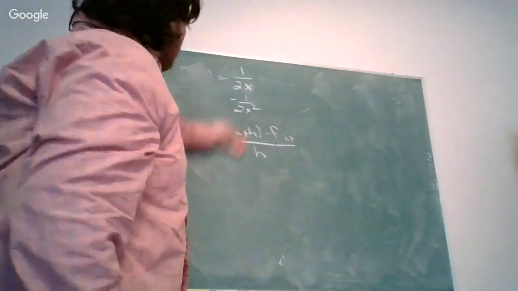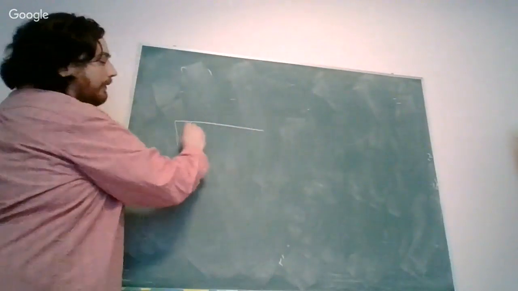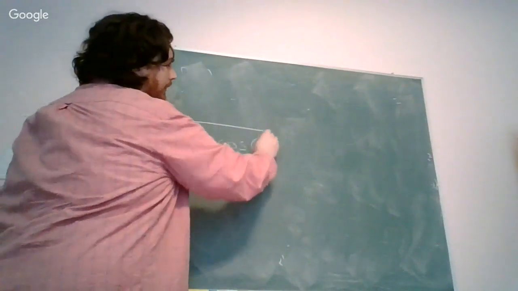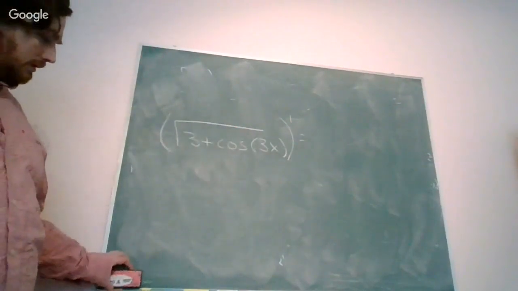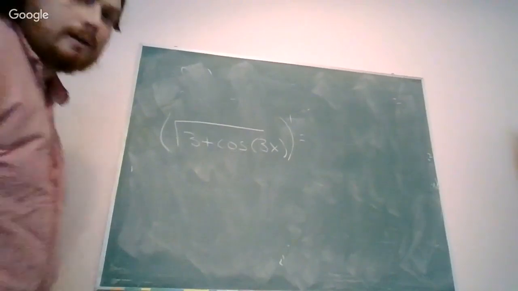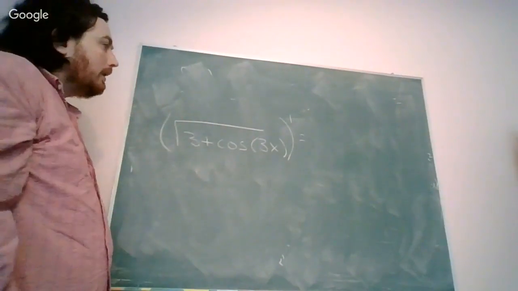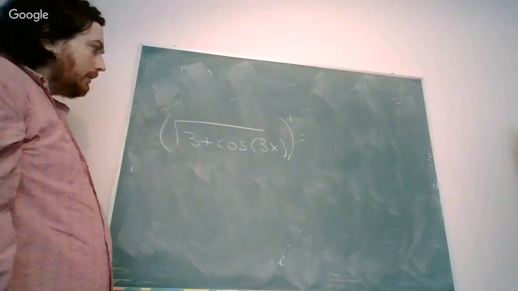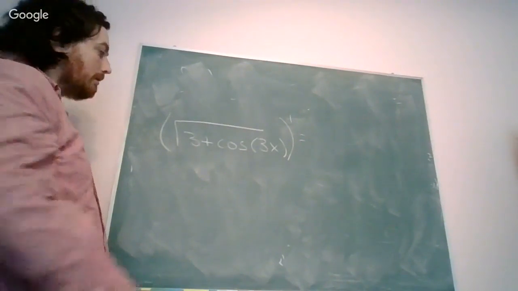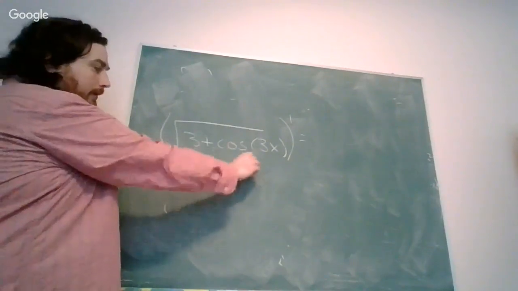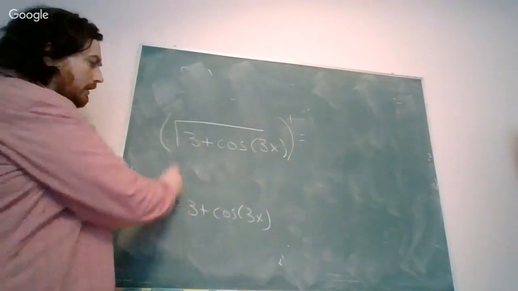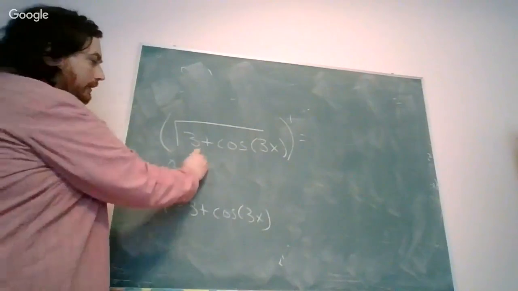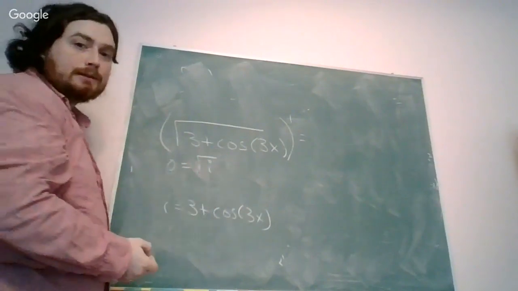All right. So I had the square root of 3 plus cosine of 3x, and I want to find the derivative of that. The first thing I want to notice is that it is going to be a chain rule because I have an inside function. My inside function, I'm just going to let it be the whole inside, 3 plus cosine of 3x. Now my outside function is going to be the square root. So I'm just going to say outside is the square root of I.